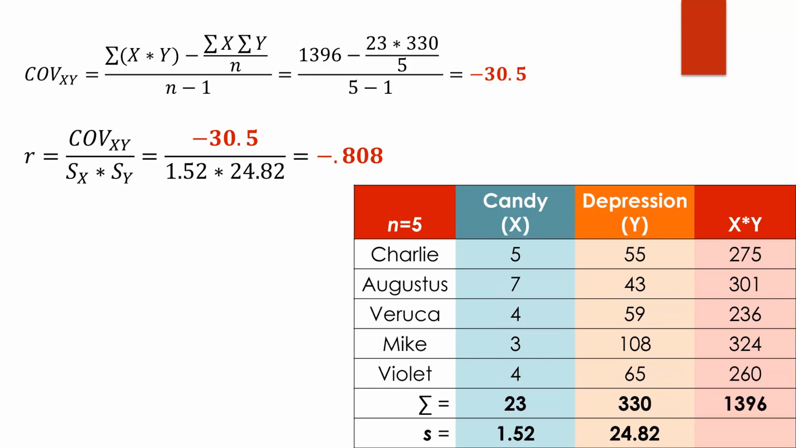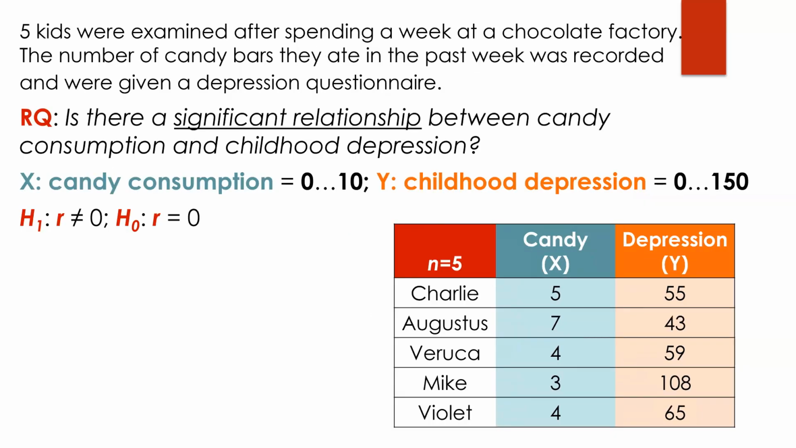Now, that's not a coincidence that they're both negative. If the covariance is negative, the R-score will be negative. If the covariance is positive, the R-score will be positive. See, standardization does not change the direction of the relationship. It just changes the format of the number itself. But the direction stays the same. If it's negative, it's negative. If it's positive, it's positive. So now we have our R-score here, negative 0.808.